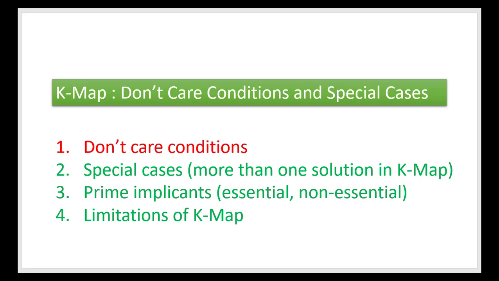In the last lecture we have seen the don't care condition K-map and how to minimize the K-map when you have a don't care condition. In this lecture you are going to see special cases in K-map where you have more than one possible solution. Along with that, we are going to discuss prime implicants in the K-map as well as limitations of the K-map method.